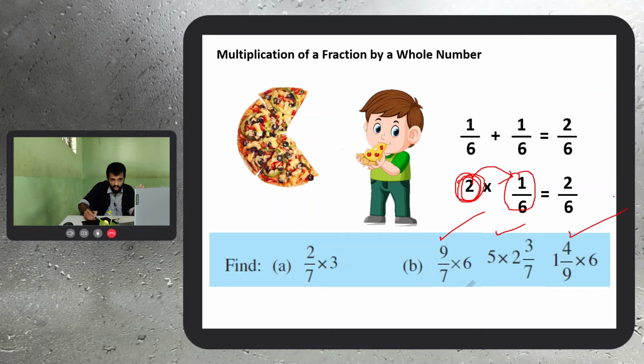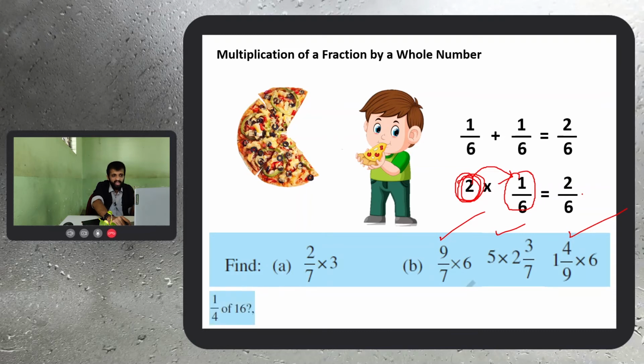Now to solve this problem over here, what you'll have to do? It's a mixed fraction. First make it improper and then multiply it with 6. Now sometimes, even in this case, I can take the numerator and denominator and divide them to get the lowest possible form. That we are going to see in the coming problems.